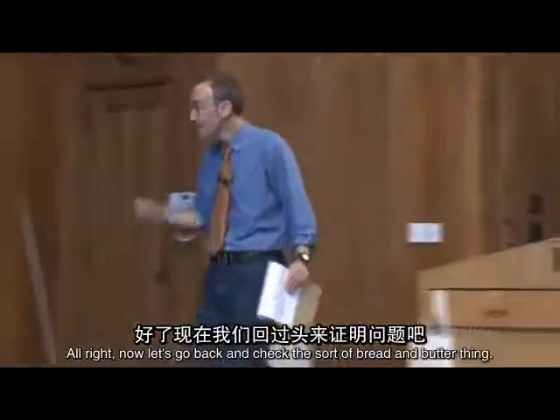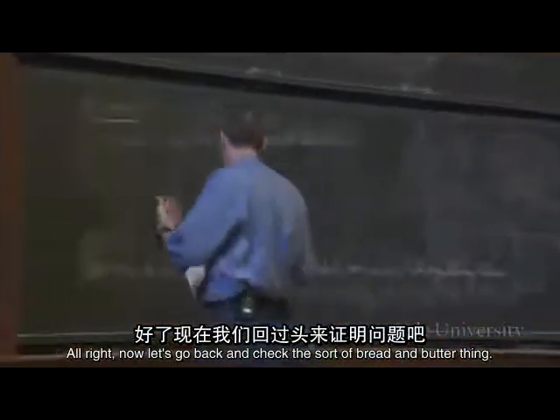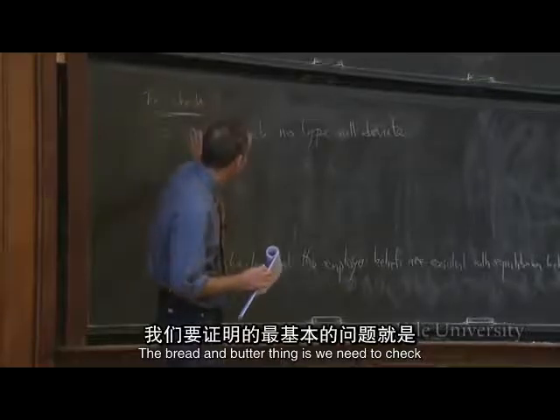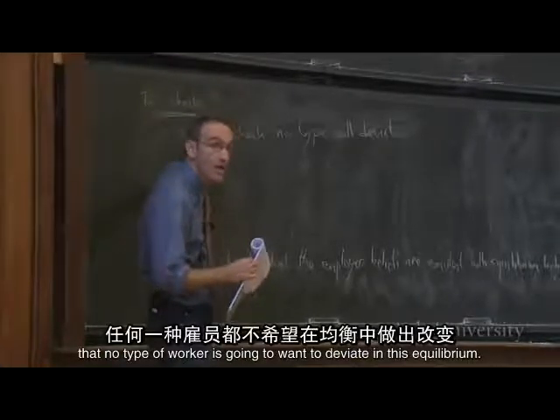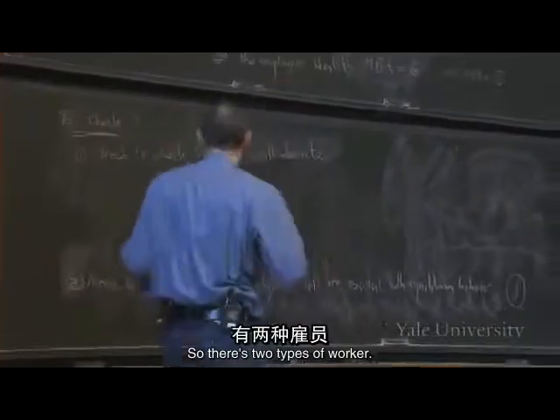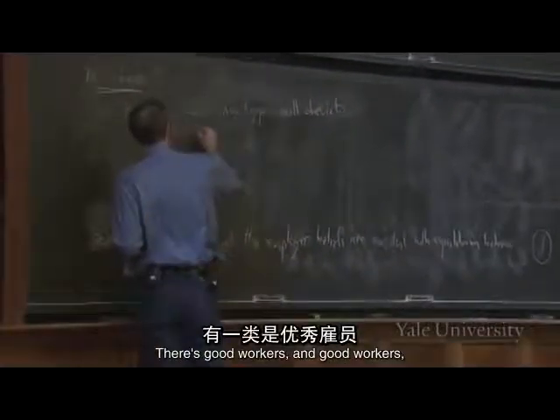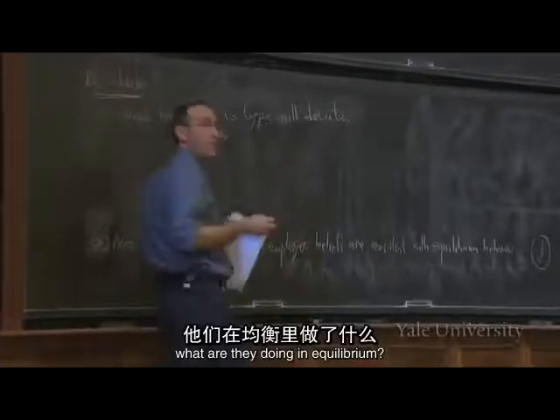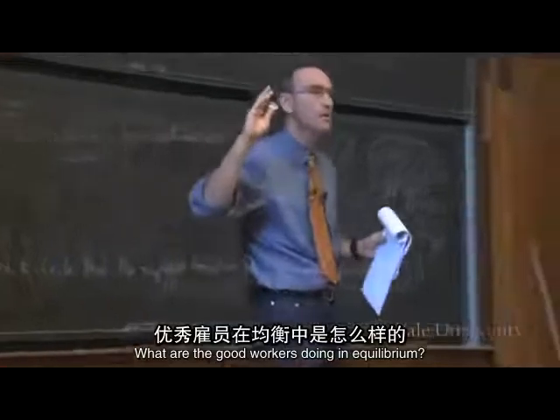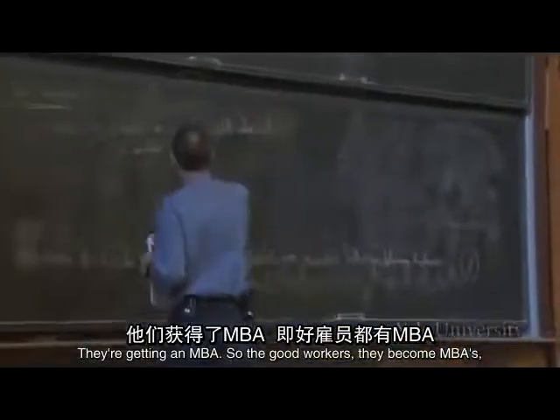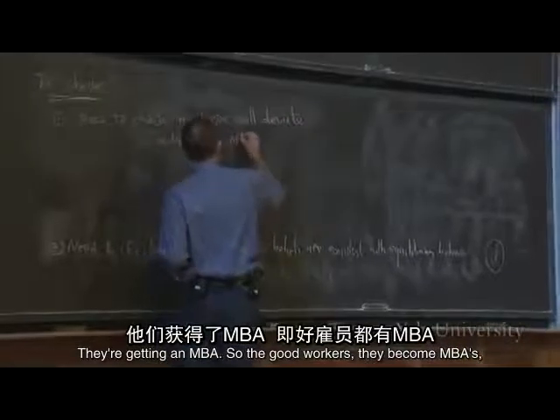All right. Now let's go back and check the sort of bread and butter thing. The bread and butter thing is we need to check that no type of worker is going to want to deviate in this equilibrium. So there's two types of worker. There's good workers, and good workers, what are they doing in equilibrium? What are the good workers doing in equilibrium? They're getting an MBA, right? So the good workers, they become MBAs.